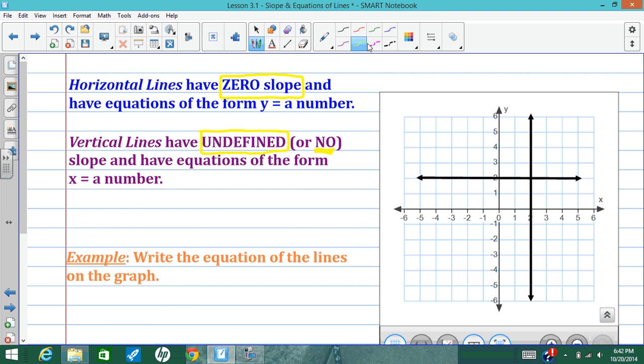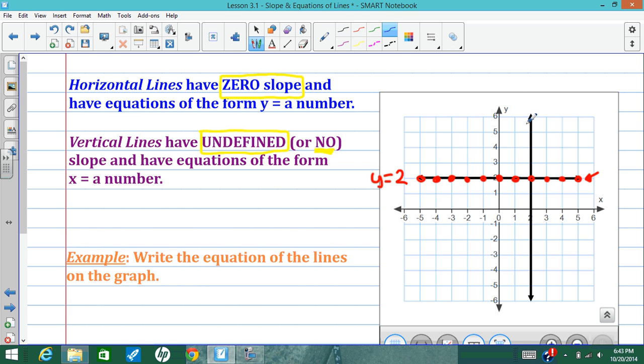So let's look at these examples over here to the right. If we wanted to write their equations, this one right here is a horizontal line. That means it has 0 slope. And it has the equation y equals, and we go and see where it crosses the y-axis. It crosses at 2. So the equation of that line is y equals 2. Because every point on this line is going to have a y value of 2. So y is always equal to 2.